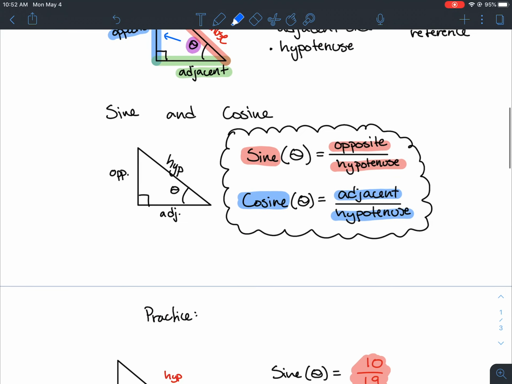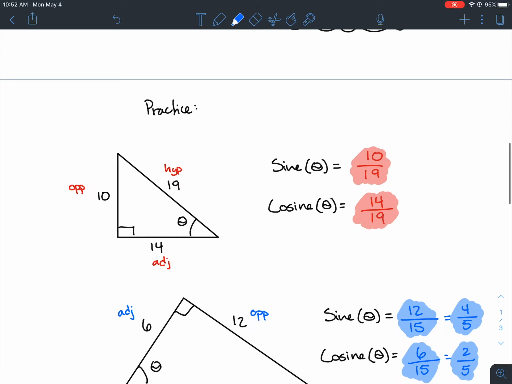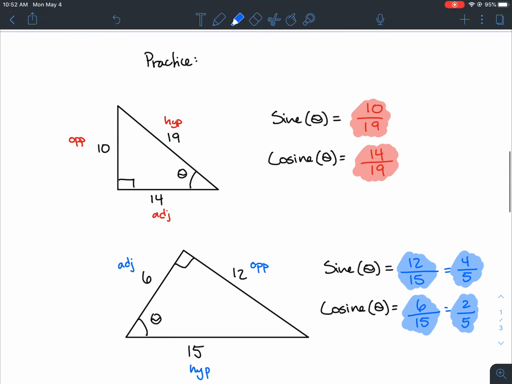And again, the big thing here today is knowing these ratios and what they are. Sine is always opposite over hypotenuse, and cosine is always the adjacent over the hypotenuse. And then we did 2 examples of those. And so today, all you're going to be finding on your homework or on your practice are these 2 ratios. That's all we're looking for, just those fractions today.